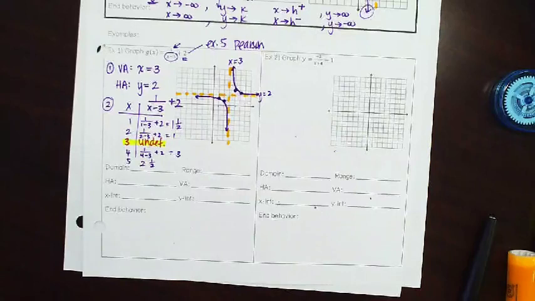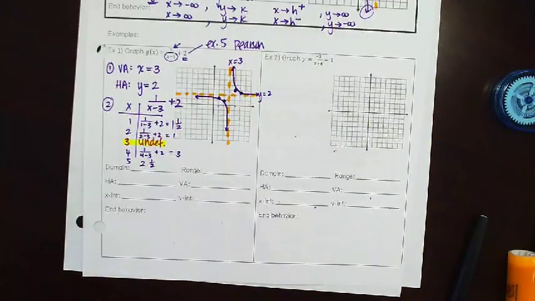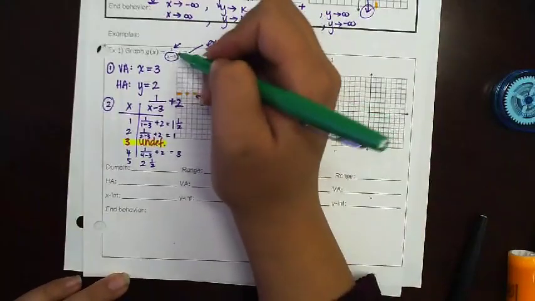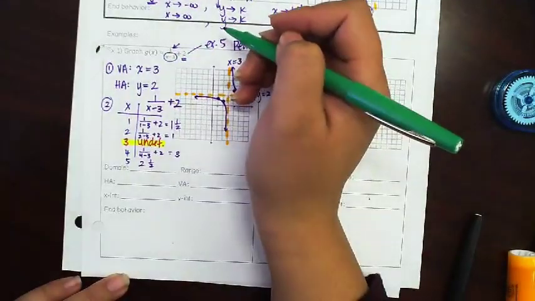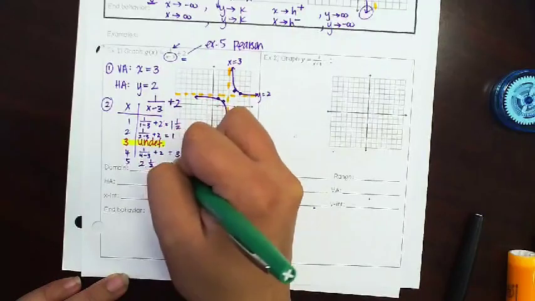Alright, so now we can go ahead and do the rest. So now my domain, remember, domain, denominator, domain, denominator. We look at the denominator. What can the denominator not equal to? Well, the denominator cannot equal to 3.